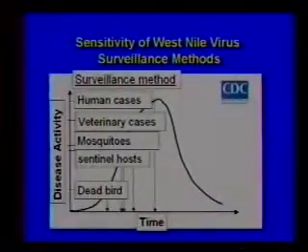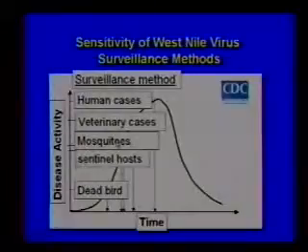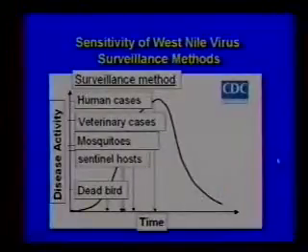And if we now look at the surveillance methods available to us, we can obviously determine what's happening by just looking for human cases, or we can look for disease in horses, or we can monitor mosquitoes. But best of all, we find that dead crows indicate to us the first activity in an area. So the dead crow as the sentinel for West Nile is a very important feature.